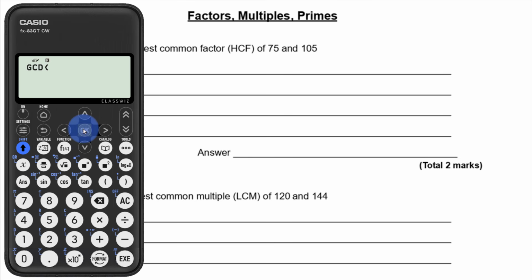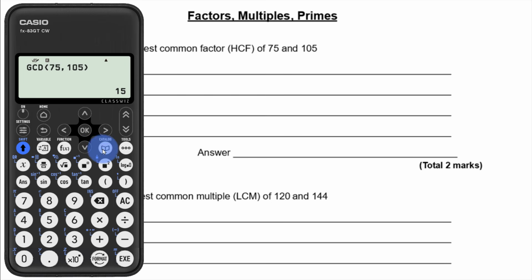So if I want to find the HCF of two numbers, I'm going to select the GCD function. And you see it writes down GCD open bracket. I just then need to type in my two numbers. So in this question, I've got 75 and 105. So type in 75, 105. Should really close the bracket. I don't think you need to, but I'll press it. And then that's going to tell me the answer, and the answer is 15. So yeah, I can just type in straight away.